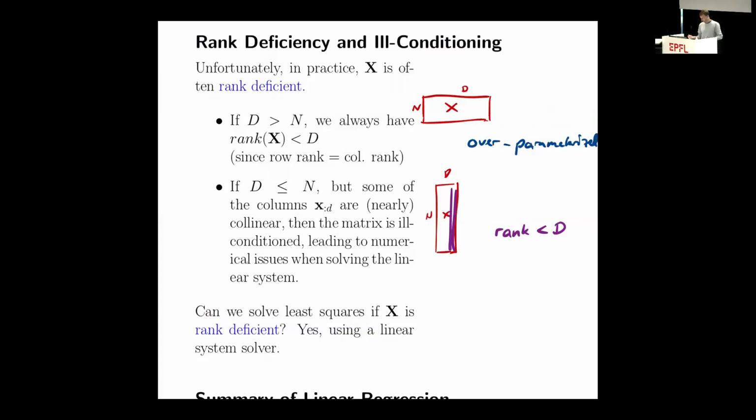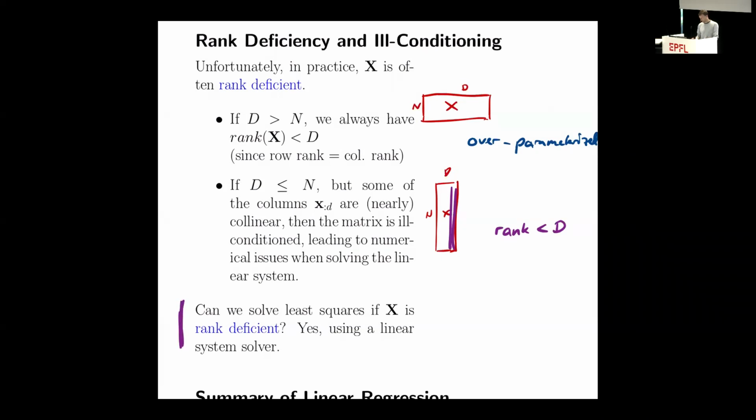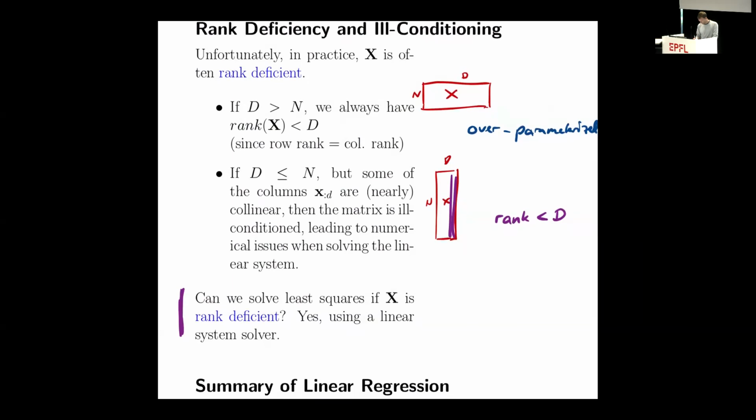Okay, so if you don't have this full rank, then you cannot build the inverse. So the question is, can we still do something? Can we still find maybe not this solution, but can we find a solution to the problem? And yes, what you're going to do is, of course, you just still solve the linear system.